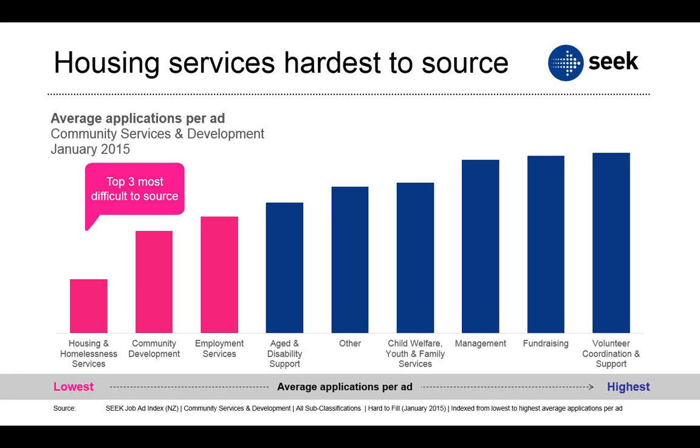On the flip side, you can see around management, fundraising, volunteer coordination and support, those three are where we're getting a little bit more volume of applications. It's not dramatically more, it might be double. So if housing got 10, then management might get 20. It's not massive amounts more. So again, you still might have to apply the same theory: will advertising alone get the talent that we want?